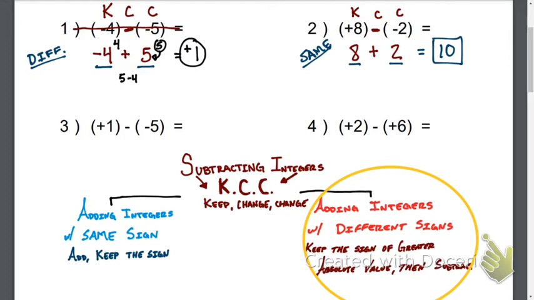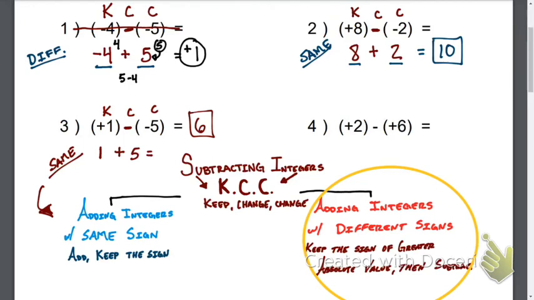Look at number 3. Let's keep practicing. Keep, change, because it's subtraction. So my +1 minus -5 becomes 1 plus +5. Now my signs are the same, so I'm going to follow this rule right here, which just says add and keep the sign. So 1 plus 5 gives me 6, and since it was positive, my answer is going to remain positive. Very simple as long as we understand and know the rules.